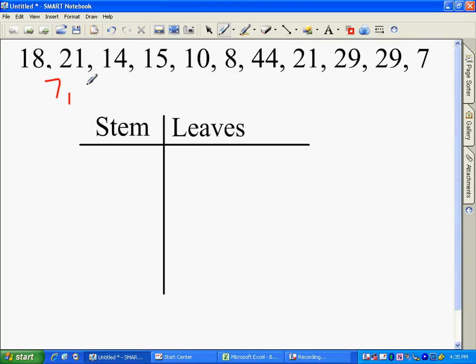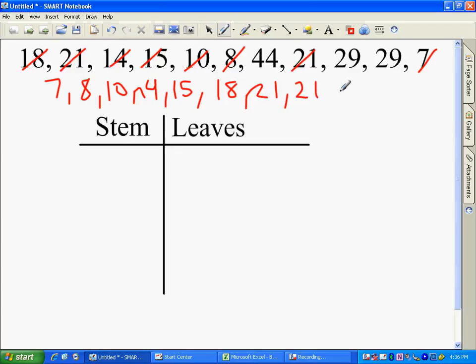So I've got 7 and 8, so I'm going to mark them off. I have 10, 14, 15, so I'm going to write those down. I have 18, 21, and 21. Then I have 29, 29, and then am I left with 44? Yeah.